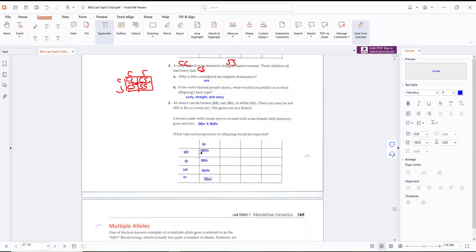Okay, so let's look at the offspring. What's big B? That's brown. So we have brown. And then big R, little r is red-eyed. So we have actually 2 of those. And then here we have, I'm sorry, that's tan, excuse me.